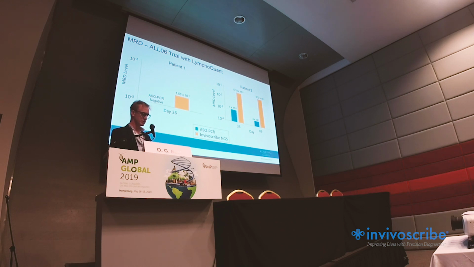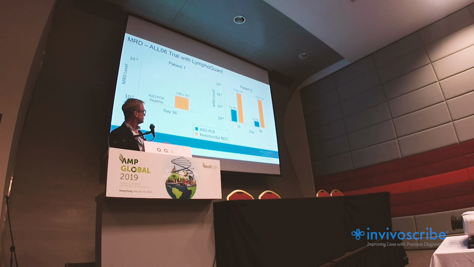Just recently, as of last week, we generated some data with a control that I believe will be available in the future from Invivoscribe, and we spiked a sequence in at a known cell equivalence into our samples. And these are two more samples from the ALL6 trial. You can see the first sample taken on day 36 was negative by allele-specific PCR, but we detected it at a level of 10⁻³ using the LymphoTrack and MRD software.